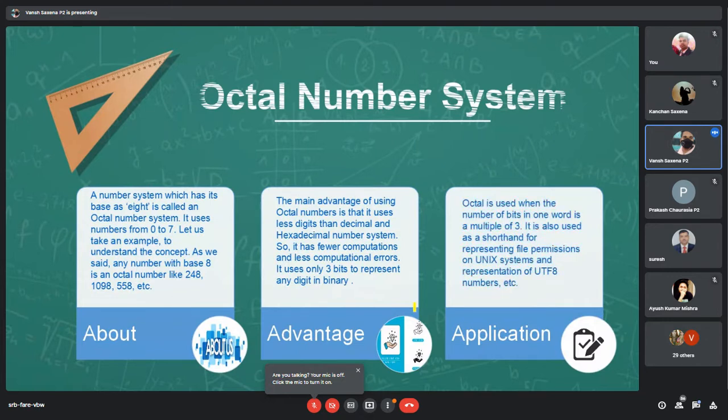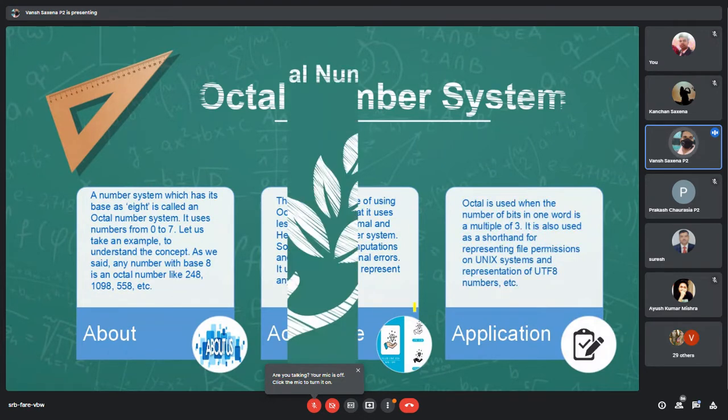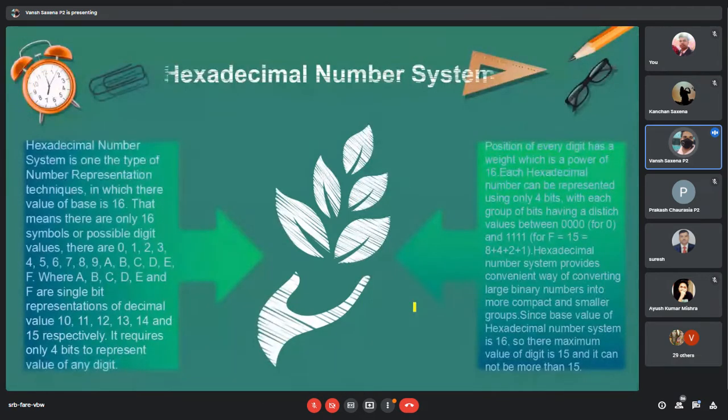Now continuing with the hexadecimal number system. The hexadecimal number system is one type of number representation technique in which values of base 16 are used. It means 16 symbols or possible digit values: 0, 1, 2, 3, 4, 5, 6, 7, 8, 9 and A, B, C, D, E, F. Here a few alphanumeric symbols are also used, where A, B, C, D, E, F are single-digit representations of decimal values 10, 11, 12, 13, 14 and 15 respectively. It requires 4 bits to represent.